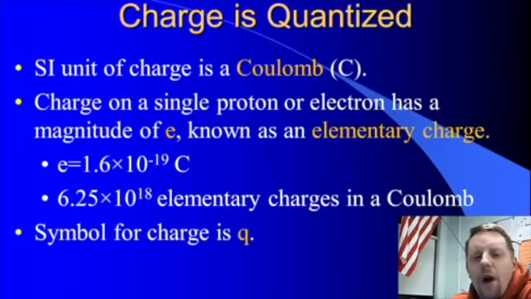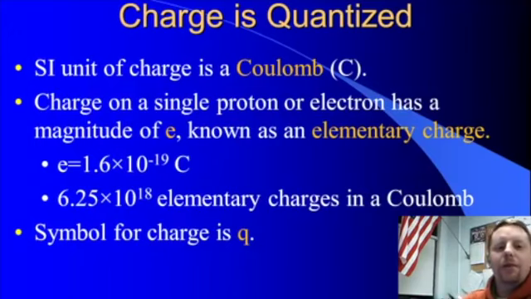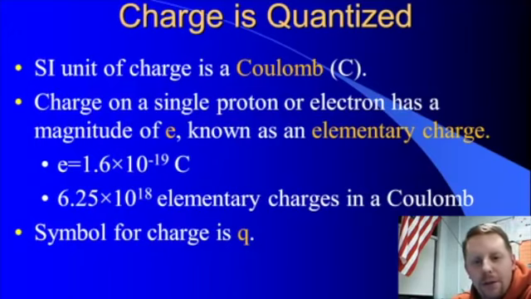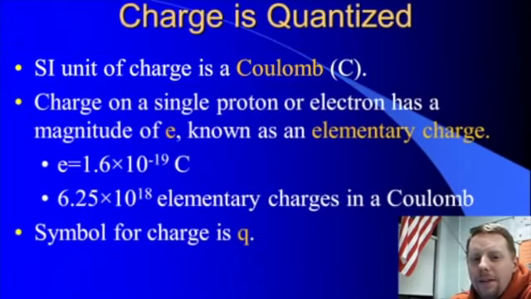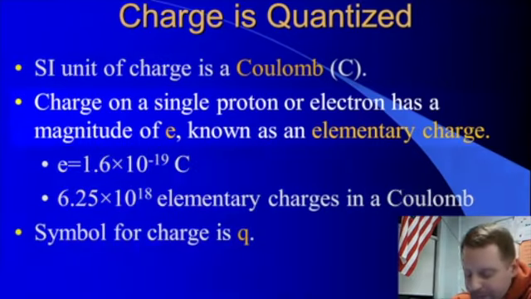Now, charge is quantized. That means it comes in discrete amounts. There is a smallest possible charge you can deal with. The metric unit, or SI unit of charge, is known as a coulomb. We abbreviate that with the capital C. And you need to know a coulomb is an awfully large amount of charge. Typically, we deal with things much smaller than a full coulomb, things like microcoulombs and nanocoulombs.